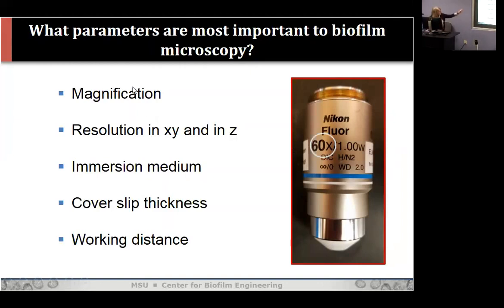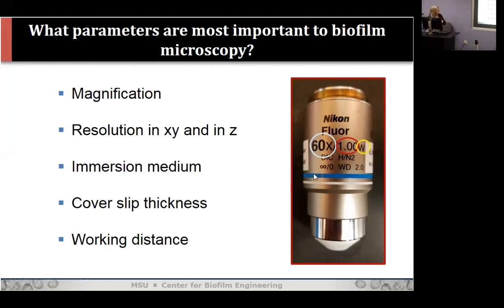Everything is there. The first one, magnification, is right here, and everybody probably knows that. This is a 60x objective. The next one is actually a quantity called numerical aperture, which is related to resolution. It's written on an objective. We'll talk more about that in a minute. The resolution in X and Y is always better than the resolution in Z. In fact, the resolution in Z is usually about 2 times bigger, which means worse.